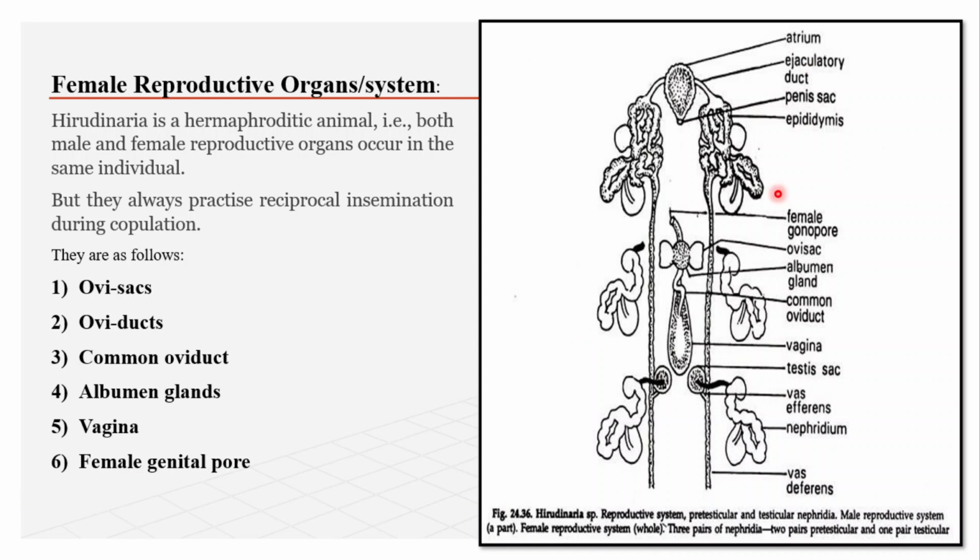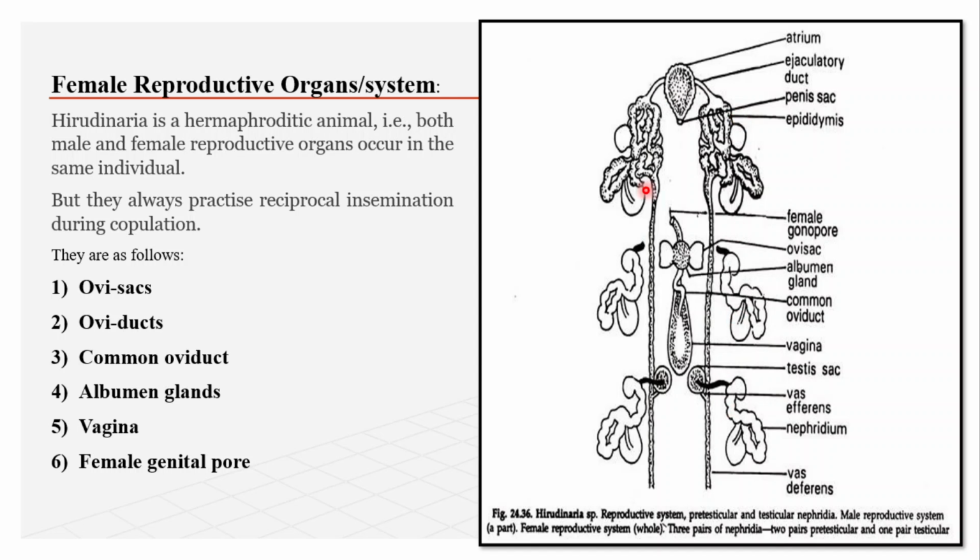In this diagram on the right side, see the highlighted structures. The outermost structure is of the male reproductive system. This is the atrium, this is the epididymis, this is the ejaculatory duct, and this is the penis sac. These are the vas deferens, these are the vas efferens, and these are the testes. This is a diagram which is very simple to draw and to understand, so you follow this diagram for both the reproductive systems.